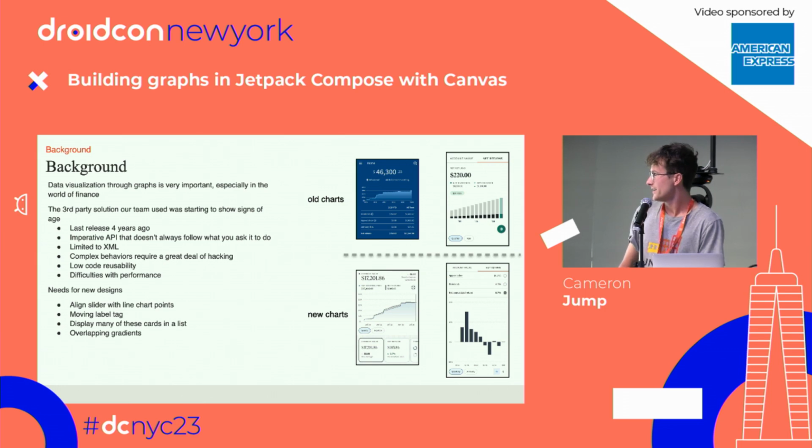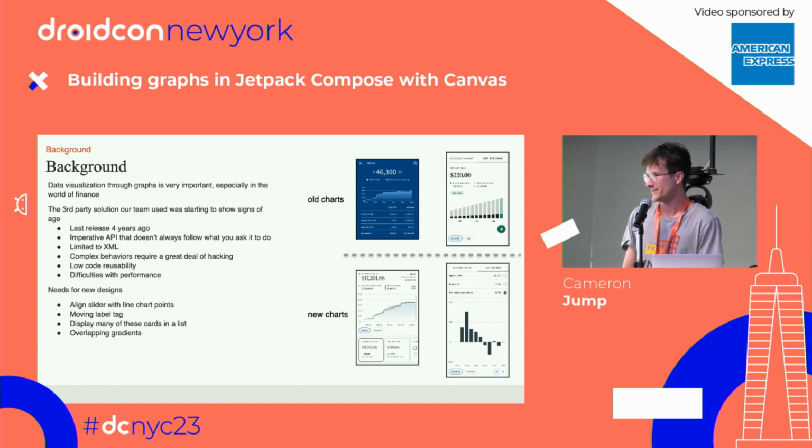Okay, and so as a finance app, data visualizations through graphs are very important, especially for us. We show returns for our investors, their account values over time, lots of projections, and so having good graphs is very important to us. But our third-party solution we were using was starting to show signs of age. I'm not going to name any names, but the last update was 4 years ago, and it had this imperative API that doesn't always do what you want it to do when you ask it to.